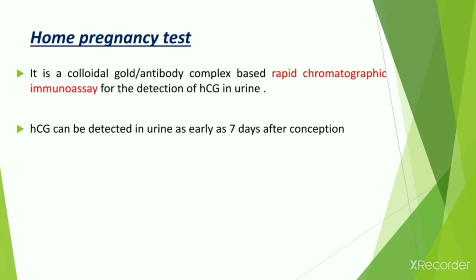Now, home pregnancy test method. It is a colloidal gold antibody complex method which is based on rapid chromatographic immunoassay for the detection of HCG in urine. HCG hormone can be detected in urine as early as 7 days after conception. So the home pregnancy method is very useful.